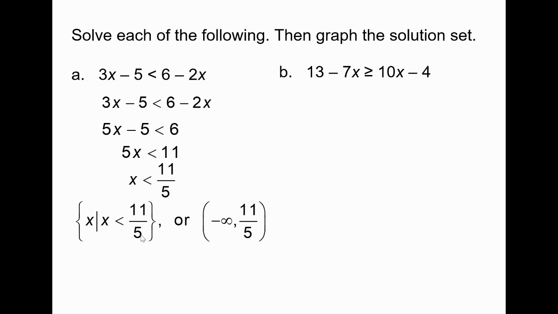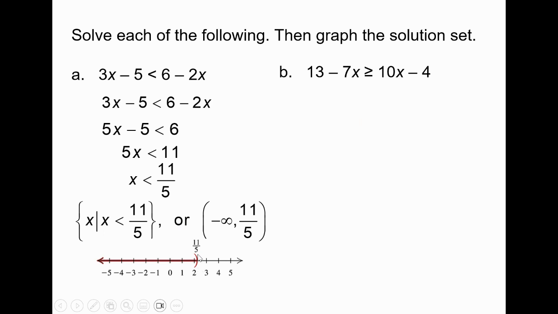So I can write it a couple of ways. In set notation, all x values such that x is less than 11 fifths, or I could write it in what's called interval notation, from negative infinity all the way to 11 fifths. Notice parenthesis, a strict inequality, parenthesis. This is not strict, it's greater than or equal, so we're not going to have parentheses. We have brackets.